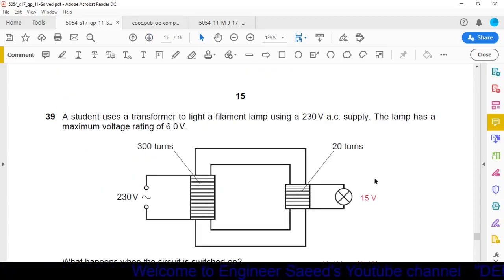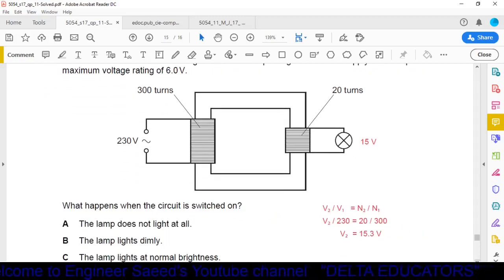Question number 39. A student uses a transformer to light a filament lamp using a 230 volt AC supply. The lamp has a maximum voltage rating of 6 volt. Here we have a transformer. Here we have 230 volt. The number of turns on the primary side is 300 turns. The number of turns on the secondary side is 20 turns. Here we have connected a lamp, and the lamp voltage is 6 volt. The lamp is designed to operate at 6 volt. Now it is asked what happens when the circuit is switched on.